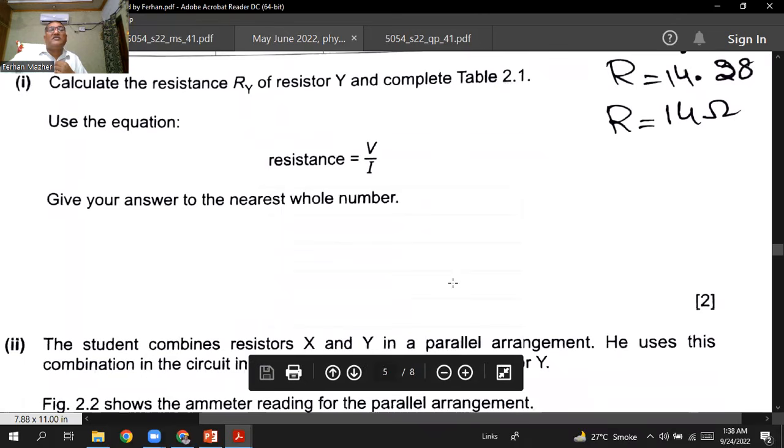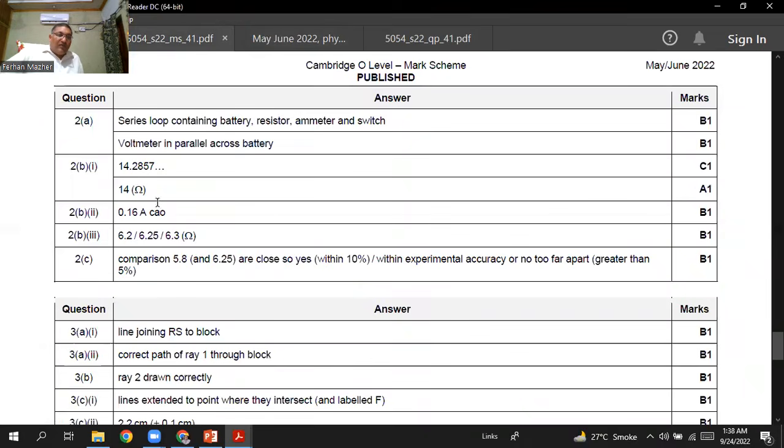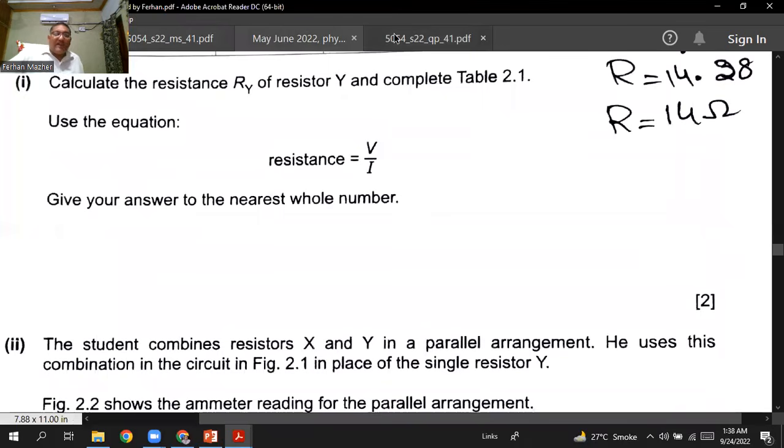This is a 2 marks question. Calculate the resistance Ry of the resistor Y and complete table 2.1. Use the equation resistance is equal to V by I. Give your answer to the nearest whole number. So it's 14 ohm. 14 ohm is the right answer. 14.28, so 14 ohm is the right answer. Final answer will be 14 ohm.